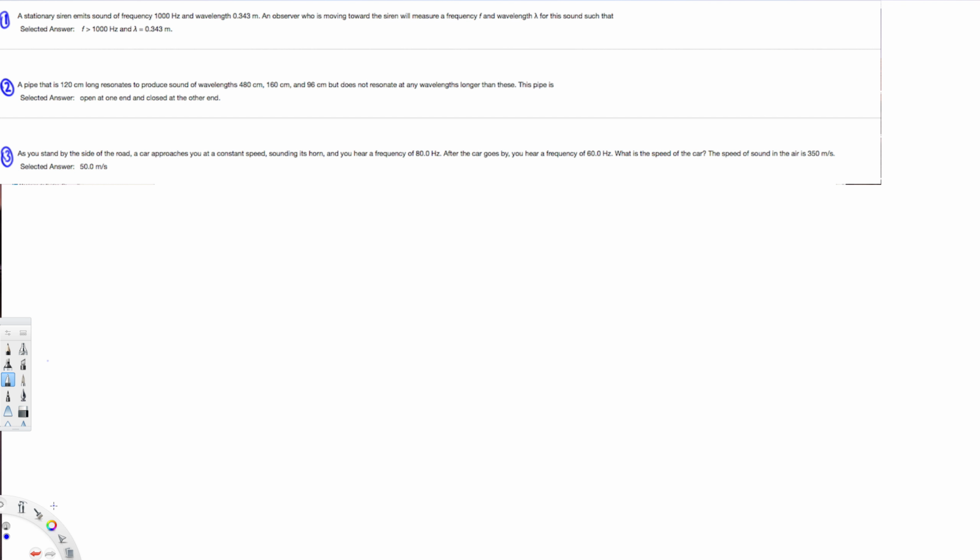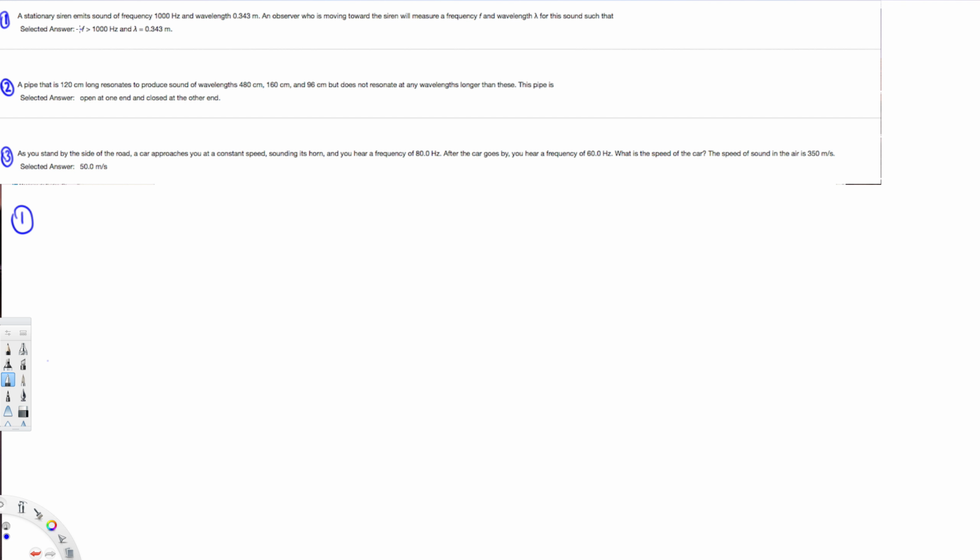Let's do this problem right here. The first question is asking: a stationary siren emits sound of frequency 1000 Hz and wavelength 0.343 meter. An observer who is moving toward the siren will measure a frequency f and wavelength lambda for this sound, such that... So what is going to be the f and the lambda? Let's see how we can find that.